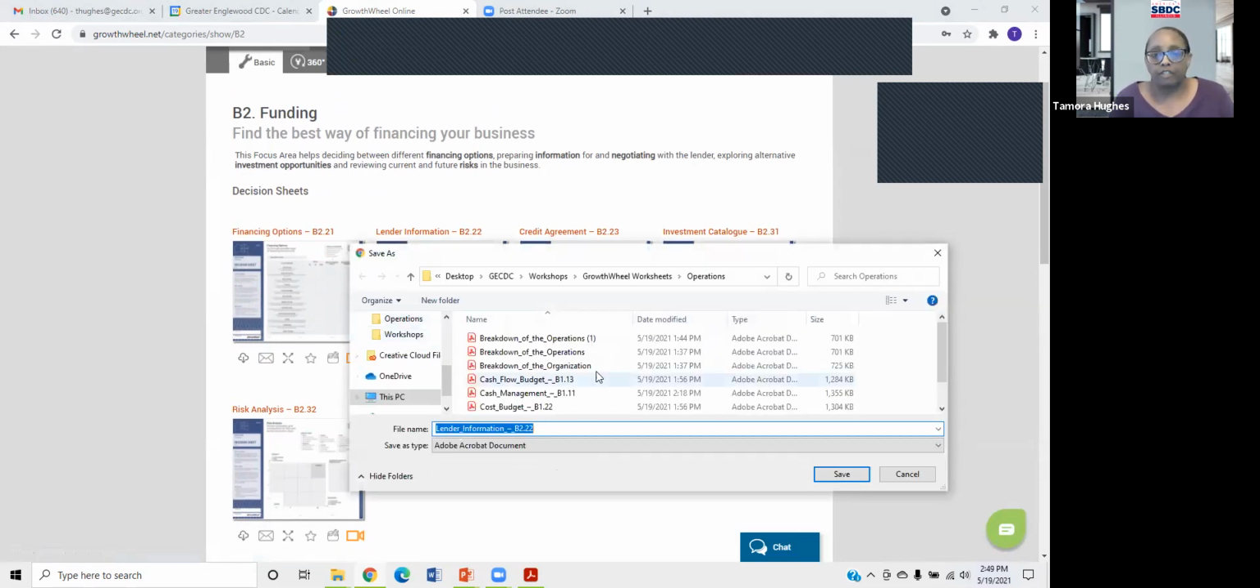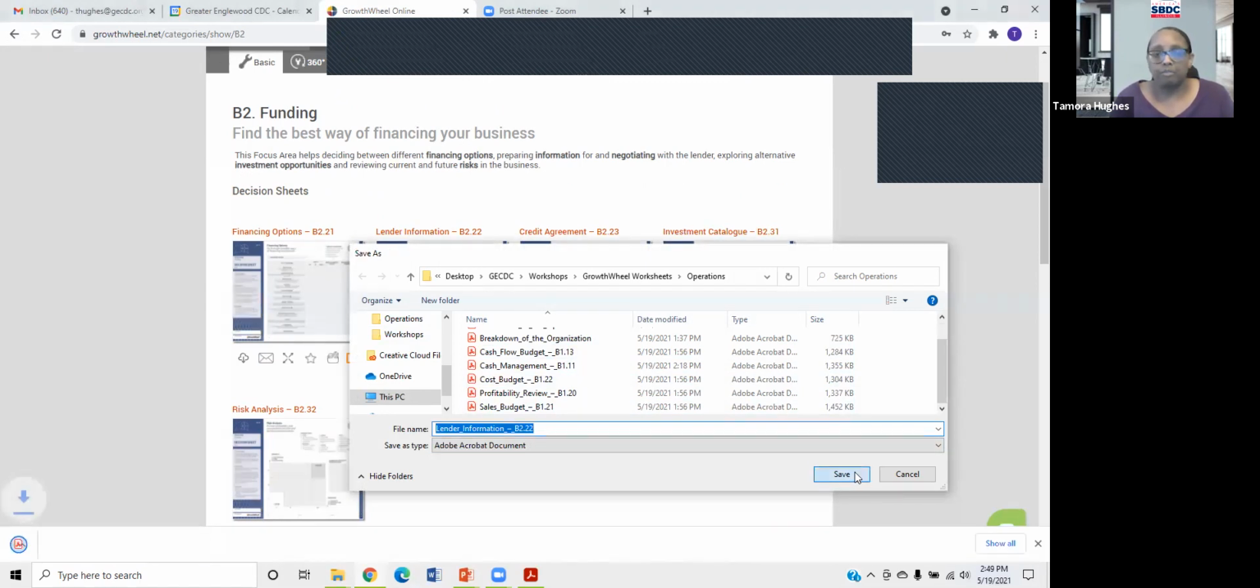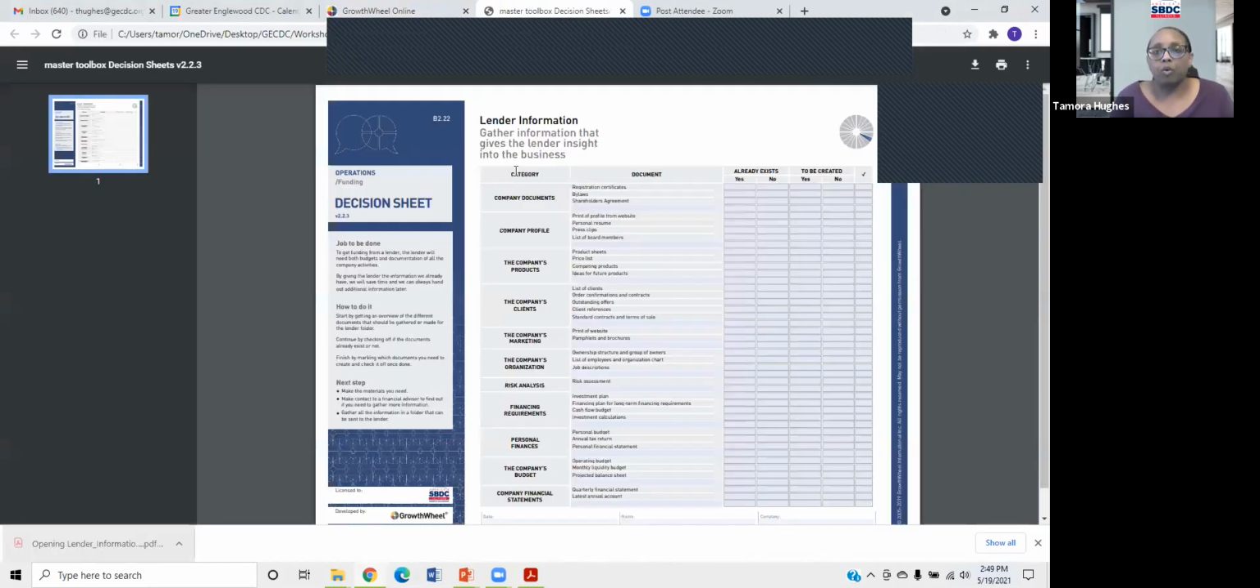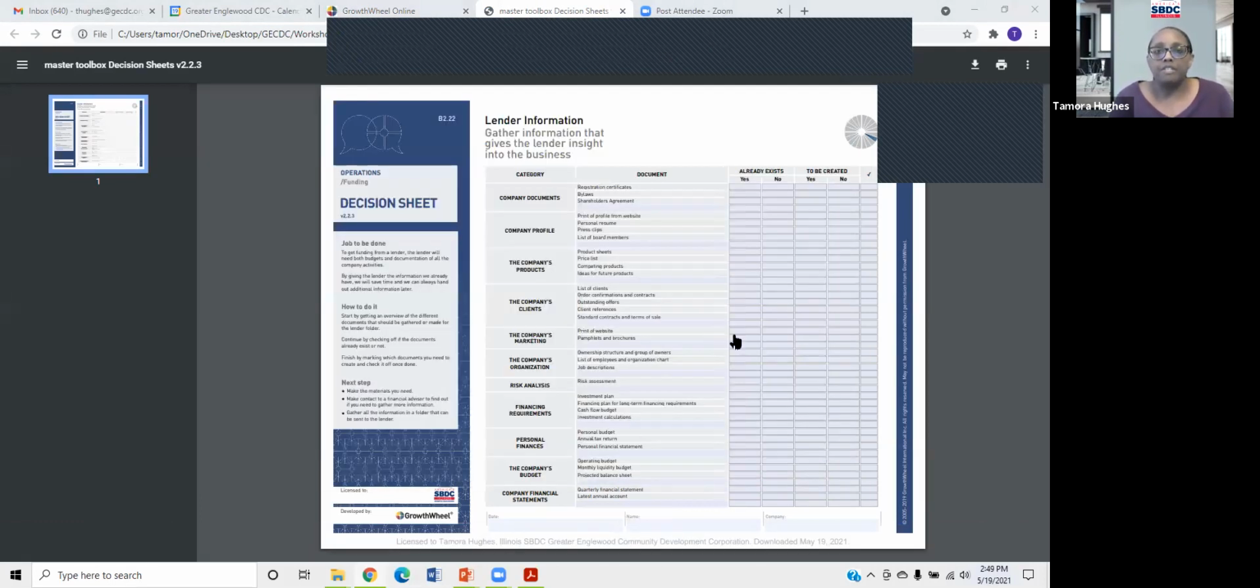So I'm going to see if I didn't save it. So I'm going to save it and download it. So with this information worksheet that I'm opening, I'm going to make sure I'm sharing it with you so that you can see it. This is our lender information.